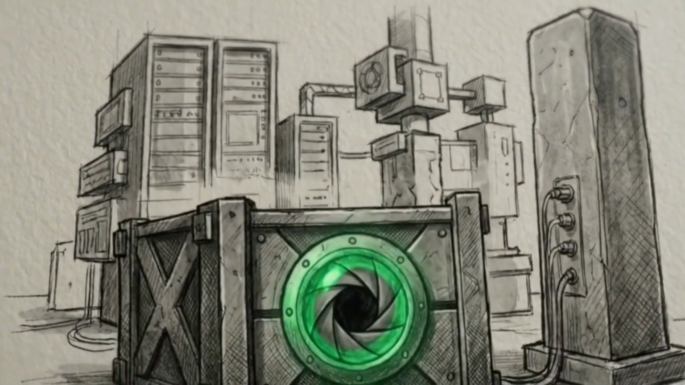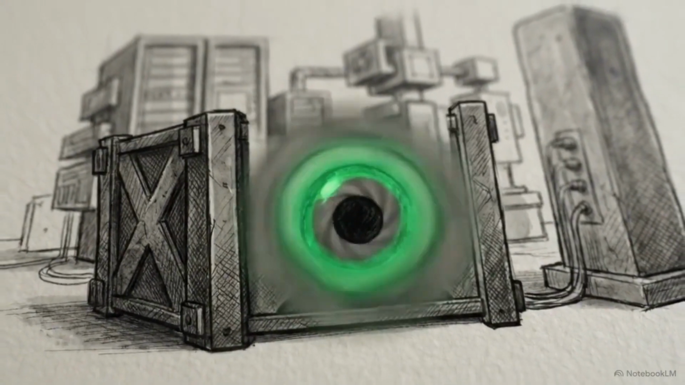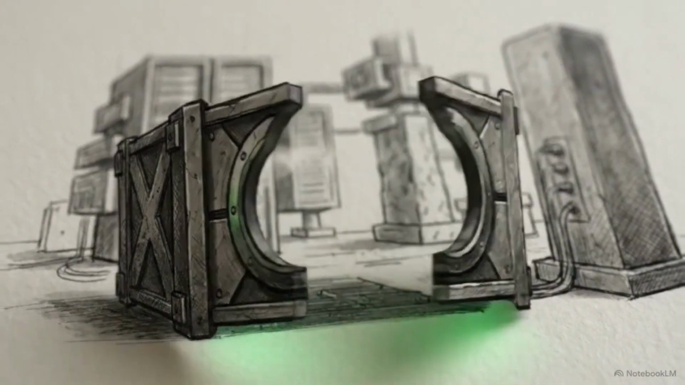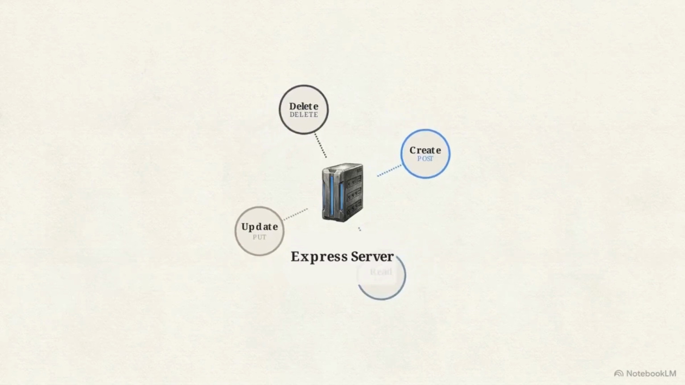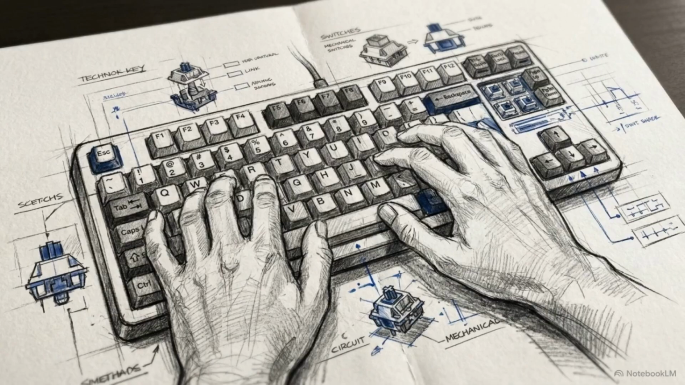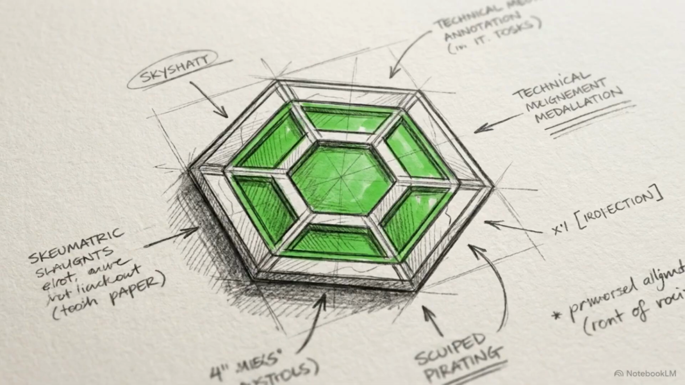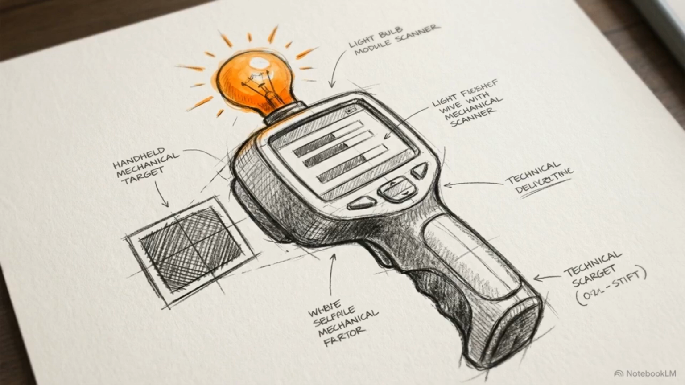Today, we are building a functional REST API from scratch and then locking it down so only authorized users can access the endpoints. By the end of this session, you will have a working Express server equipped with complete create, read, update, and delete capabilities sitting behind a custom middleware checkpoint. To follow along, you'll need a Node.js environment, the Express package installed via NPM, and Postman ready for testing.